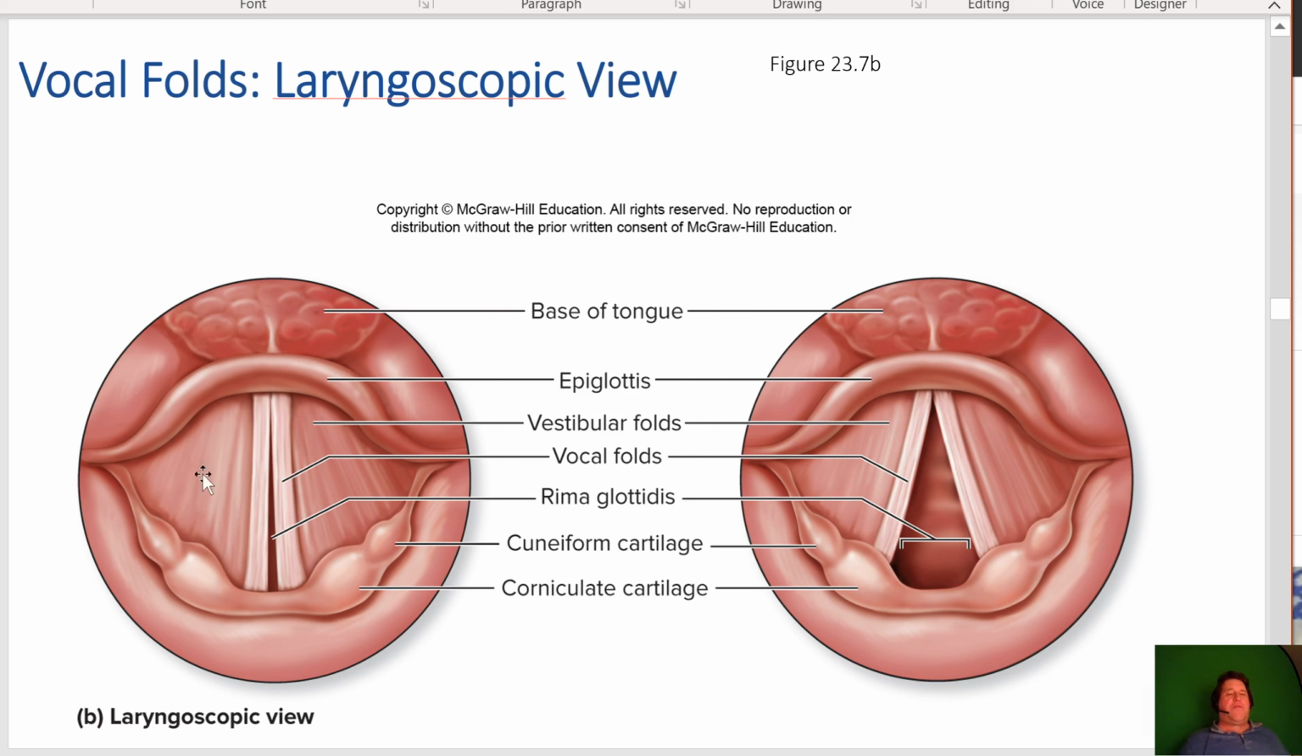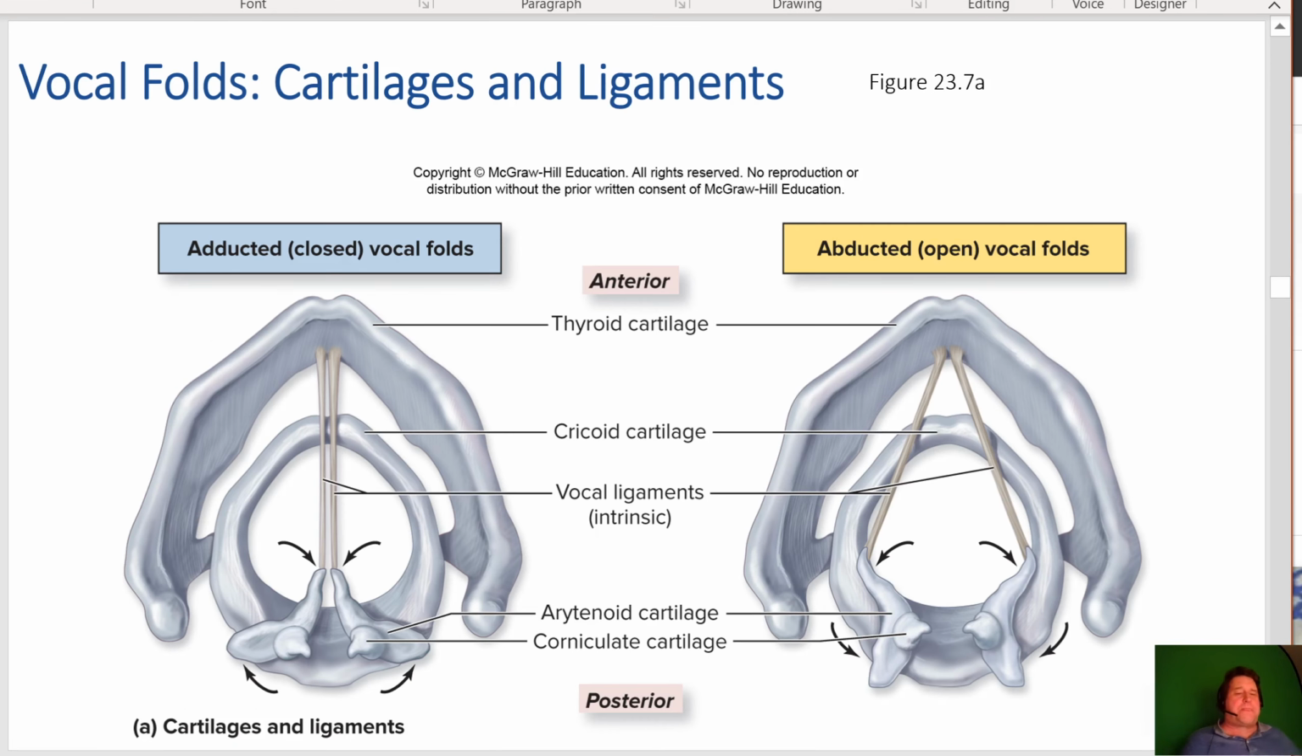So here it is with all of the soft tissues on it, and the ligaments, muscles, and such, epithelial.